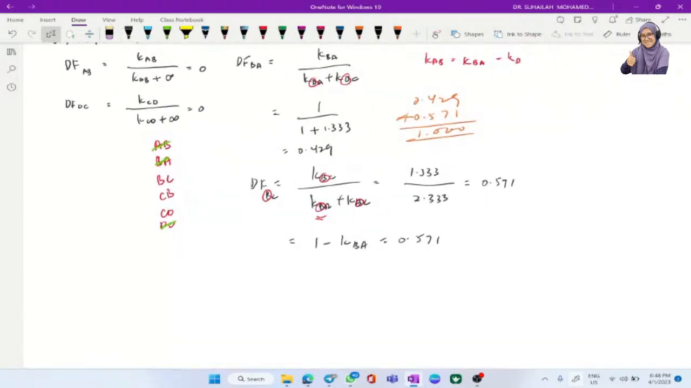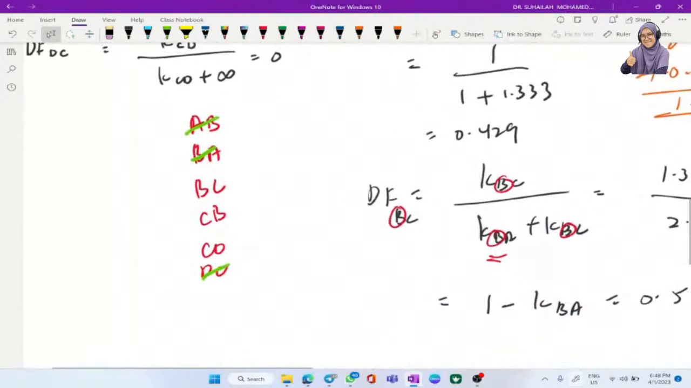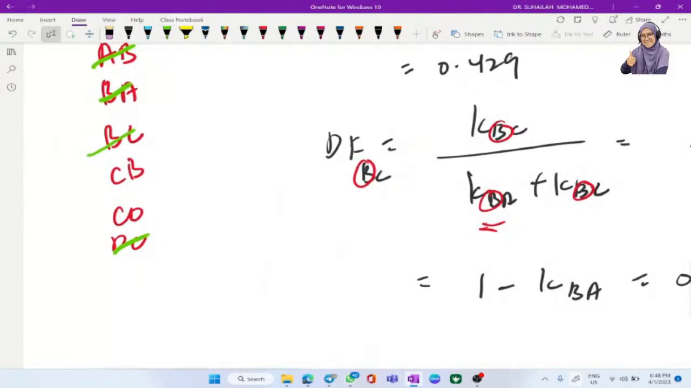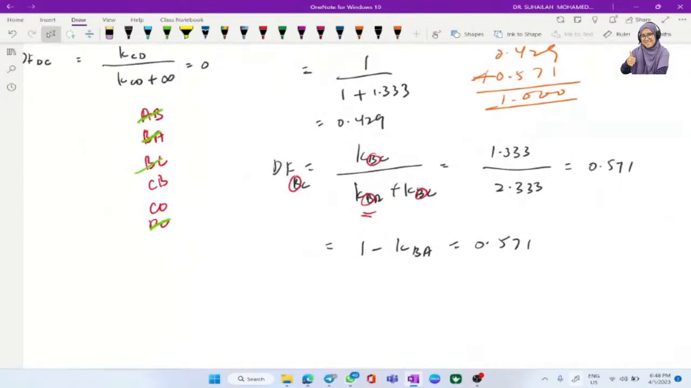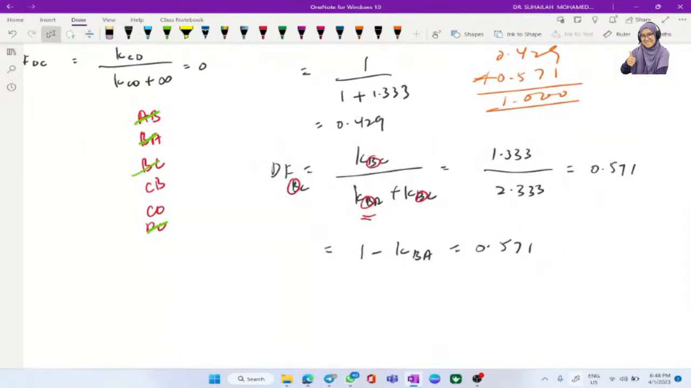Okay, so we do the same. Now we have already got this one. So we have another two, KCB and KCD. We have to repeat the same process, and we get DFCB and DFCD, and remember, these two equal 1. This is 0 for the distribution factor because of the fixed support.